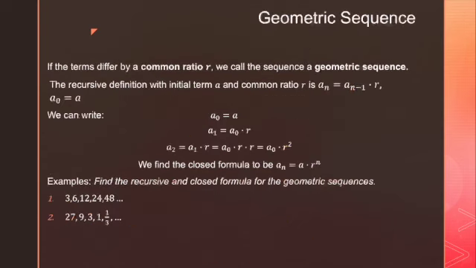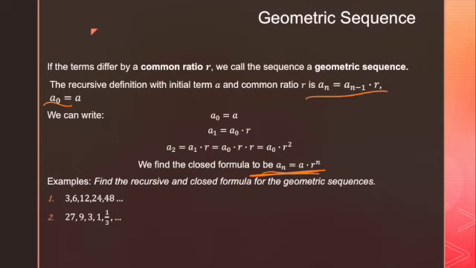A geometric sequence is terms that differ by a common ratio, okay? And we call these sequences geometric sequences. It can have a recursive definition. It can also have a closed definition. So let's find the recursive and closed definition.